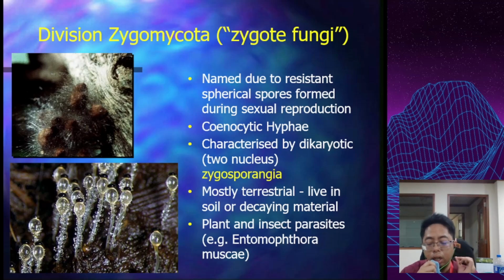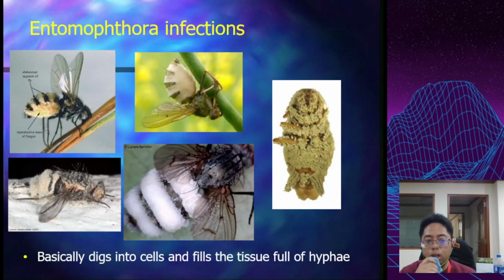So mostly they are terrestrial. They live on land in soil or decaying material, and they are mostly known as plant and insect parasites. For example, Entomophthora muscae, which is a parasite in flies. So here is the Entomophthora infection inside of the insects. They dig into the cells and fill the tissue full of hyphae.